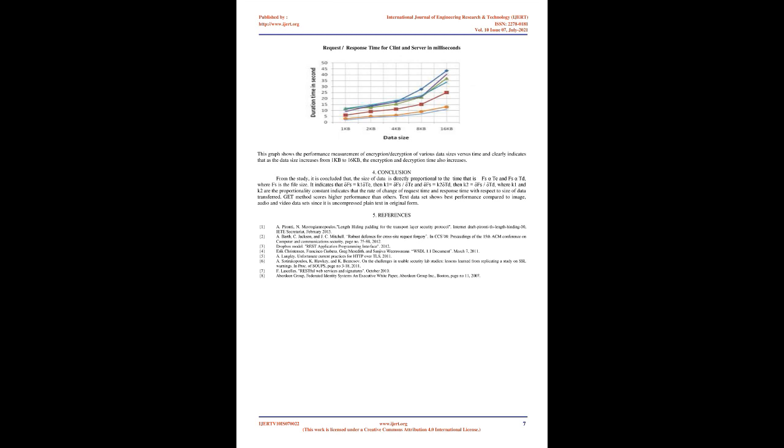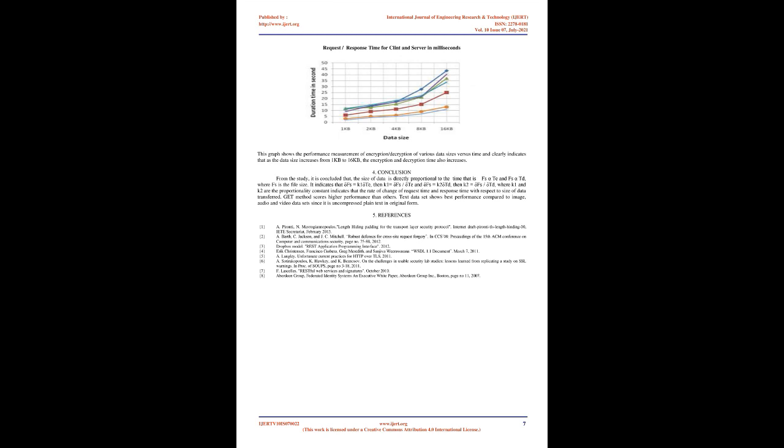This graph shows the performance measurement of encryption/decryption of various data sizes versus time and clearly indicates that as the data size increases from 1 KB to 16 KB, the encryption and decryption time also increases. For conclusion: from the study, it is concluded that the size of data is directly proportional to the time, that is, FS ∝ TE and FS ∝ TD, where FS is the file size.